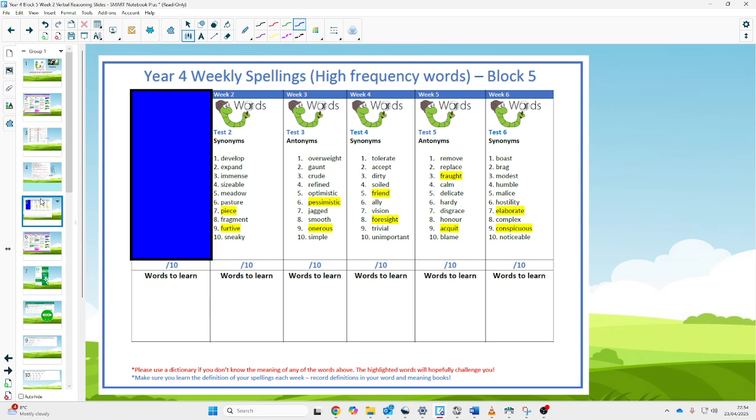Number 9 is the word loathe, and I'll show you a little trick in a moment on that one. And it's one of your yellow highlighted words, and it means to hate, so loathe. And number 10, the antonym of loathing is adoring, so it's adore, adore.